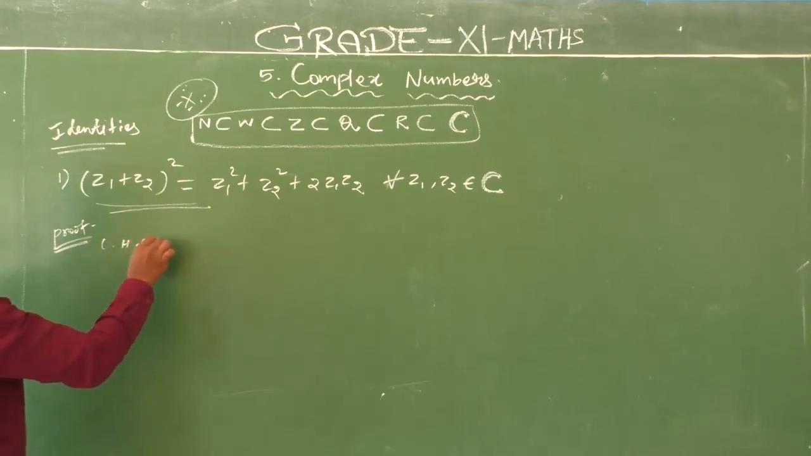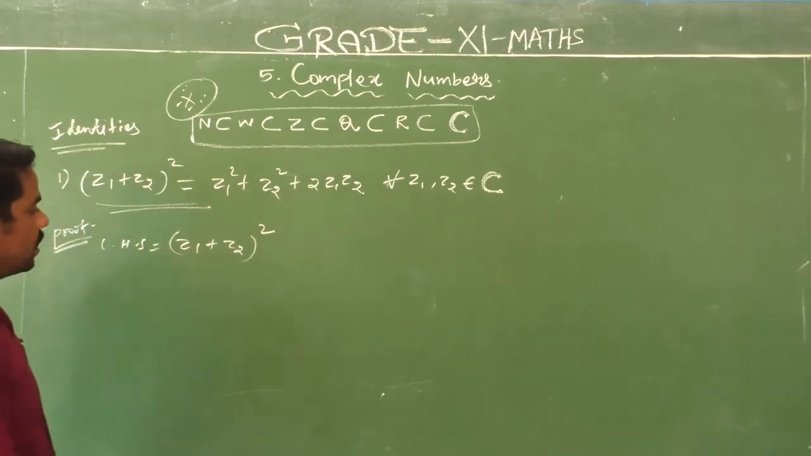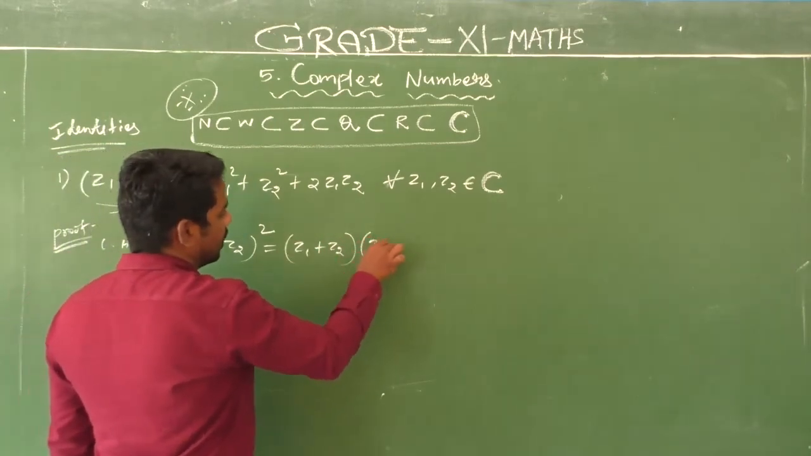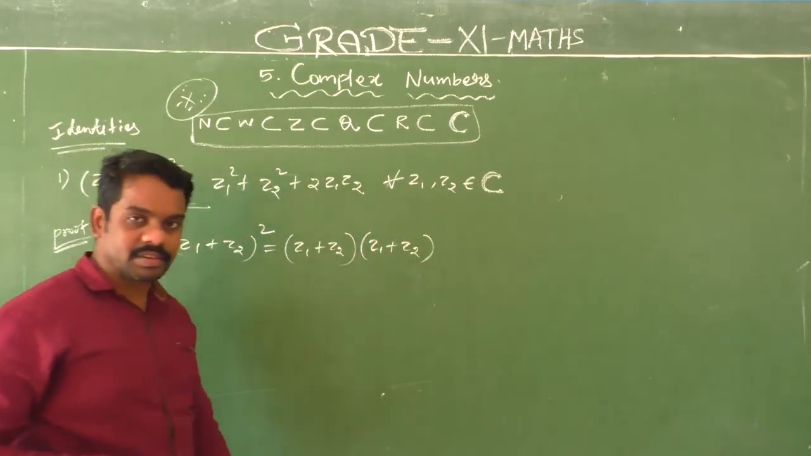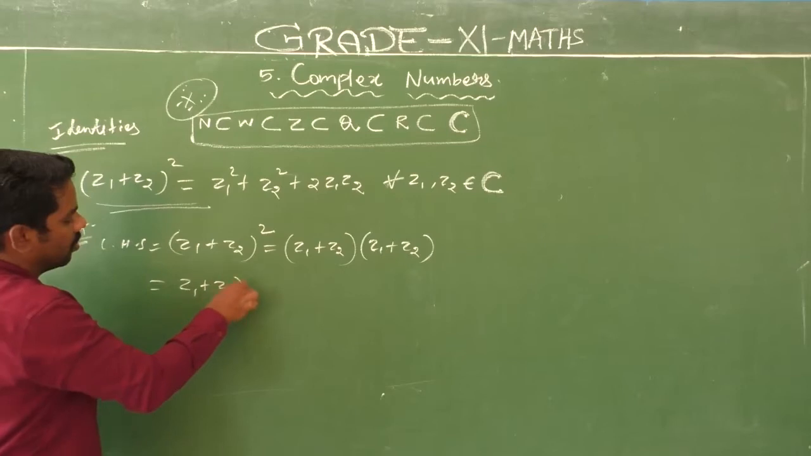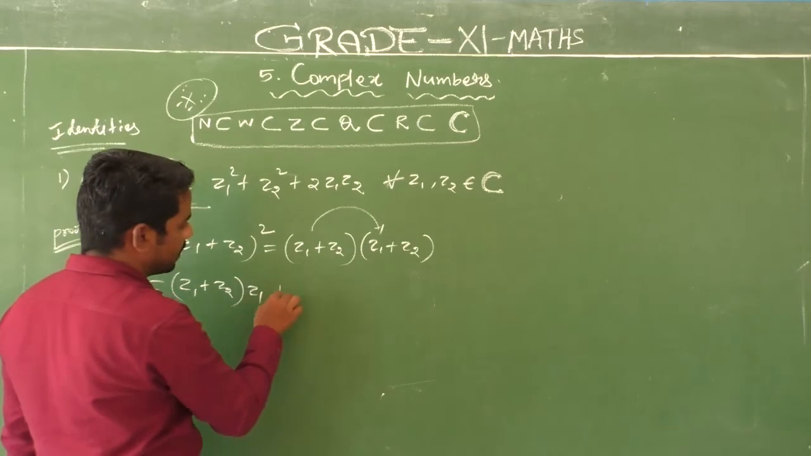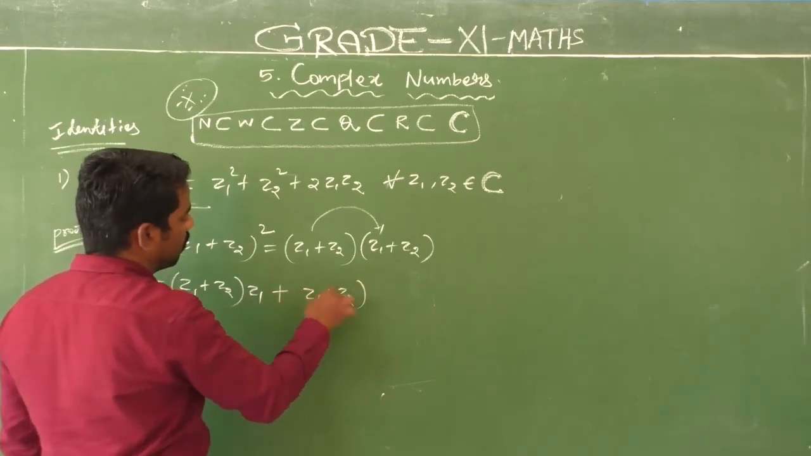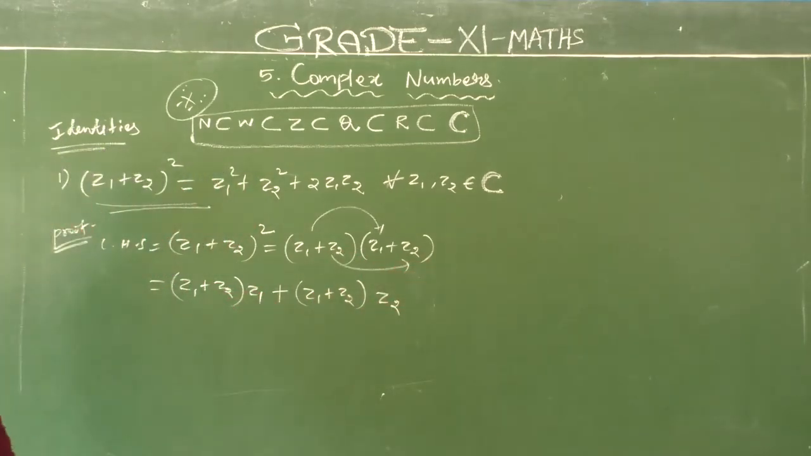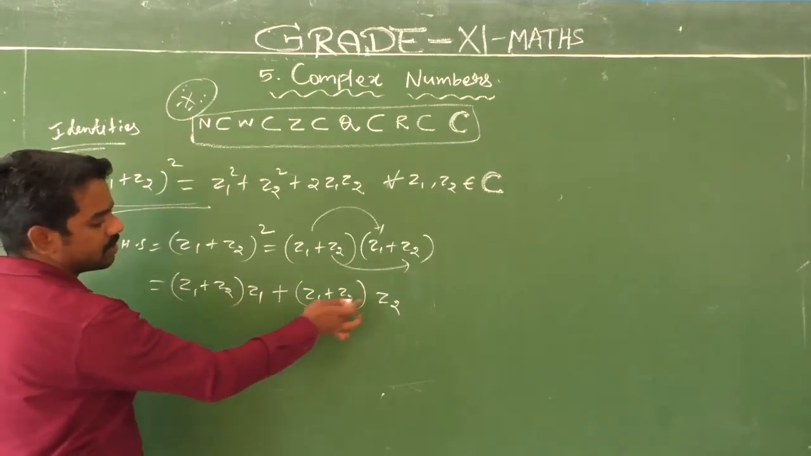LHS is Z1 plus Z2 the whole square. Z1 plus Z2 the whole square is written as Z1 plus Z2 into Z1 plus Z2, ordinary multiplication. Z1 plus Z2 into the first term Z1, plus Z1 plus Z2 into the second term Z2. This is the distributive property of multiplication over addition. So Z1 plus Z2 into Z1 plus Z1 plus Z2 into Z2.